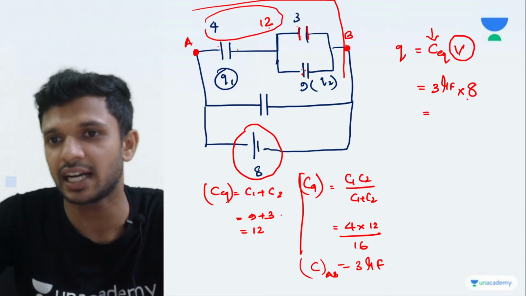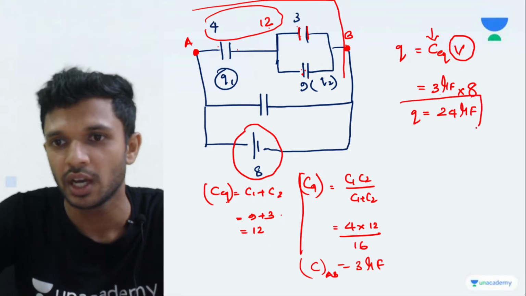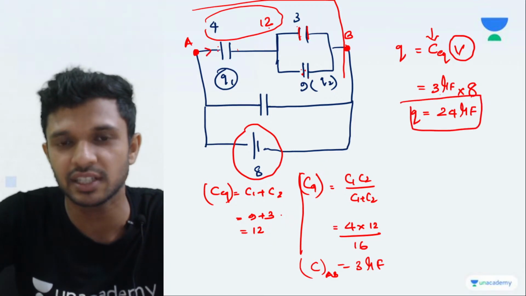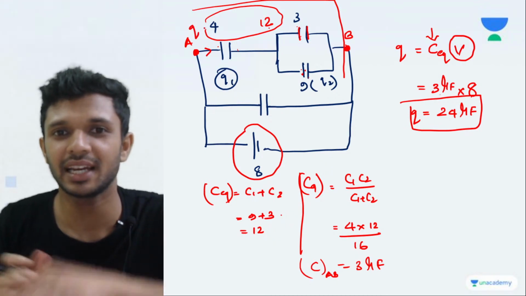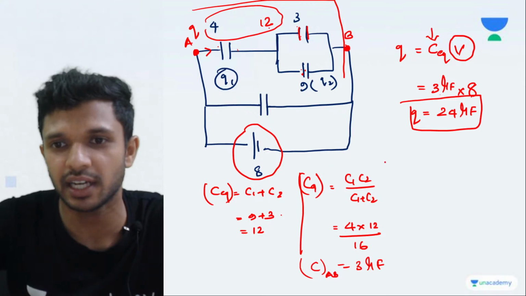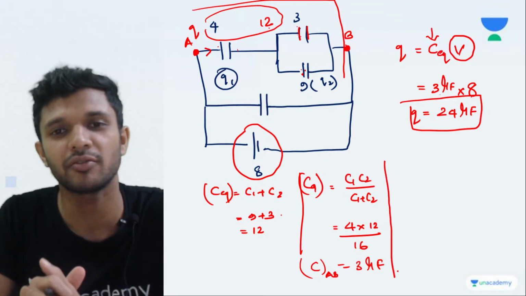So the total charge became 8 into 3, 24 microcoulomb Q. What is Q? The total charge passing through this particular circuit Q. मिल गया तो मिल गया. First answer we got, right? Are we gonna stop here? बिल्कुल नहीं. We have so much to learn and find out.